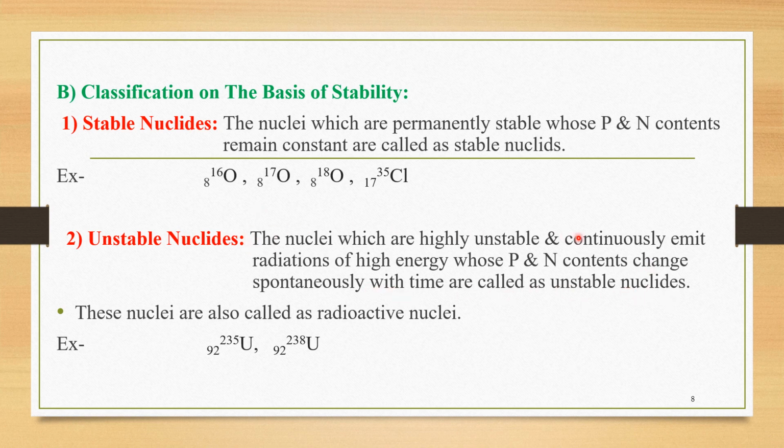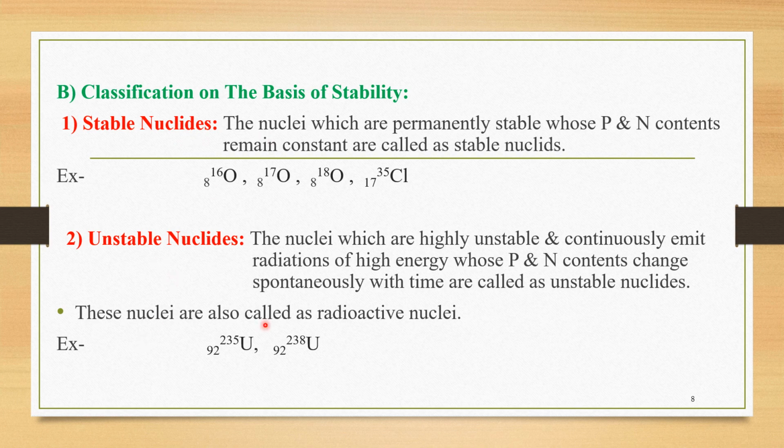As far as these unstable nuclides are concerned, they are unstable in nature. And why are they unstable in nature? Because they continuously emit radiations of high energy, and that's why their proton neutron contents continuously change and they are converted from one nucleus into another nucleus. So they are called unstable nuclides. These nuclei are also called radioactive nuclei. These nuclei continuously emit radiations, that's why they are called radioactive nuclei. On the other hand, these stable nuclides are also called non-radioactive nuclides.